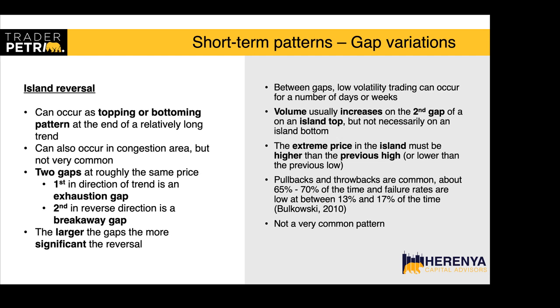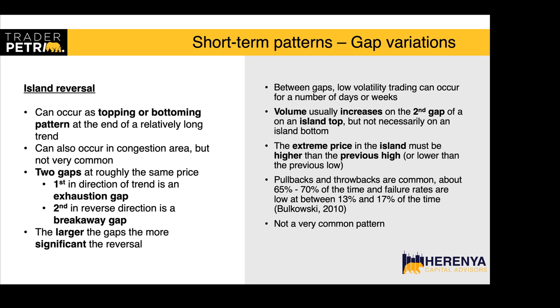Usually, when you have an island top, the volume on the second gap, the downward gap, is much bigger than the volume on the upward gap. And when it is an island bottom, it is not necessarily a requirement for volume to be bigger on the second gap. The extreme price in the island, so the highest price in the island in the case of an uptrend, must be higher than the previous high.